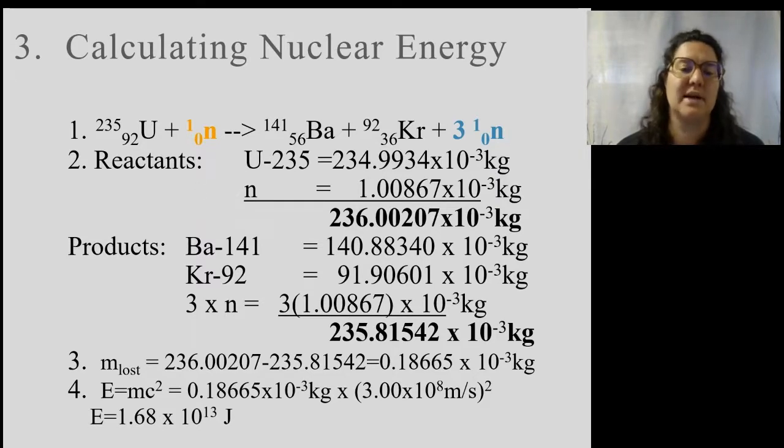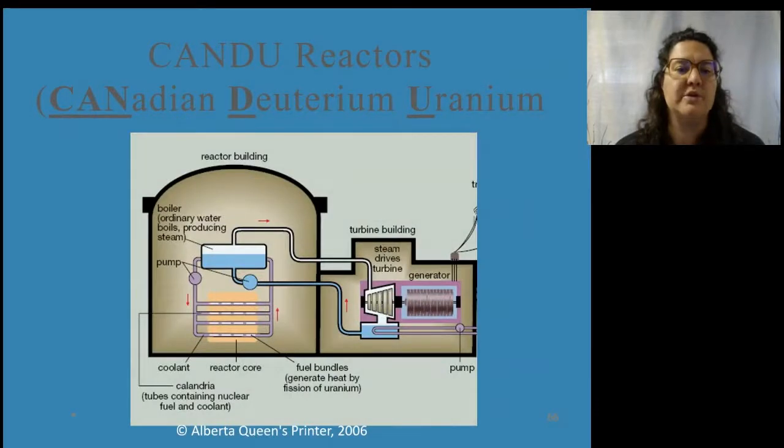Unfortunately, nuclear energy formation does create nuclear waste. So the CANDU reactor uses deuterium and uranium. So we use this to create heat, to boil water, to spin a turbine, to spin a generator, to create electricity. So similar to coal-fired power plants, we just have a different source of heat.